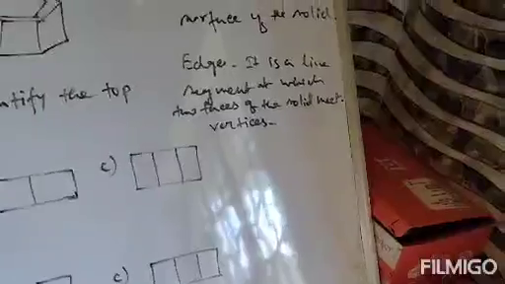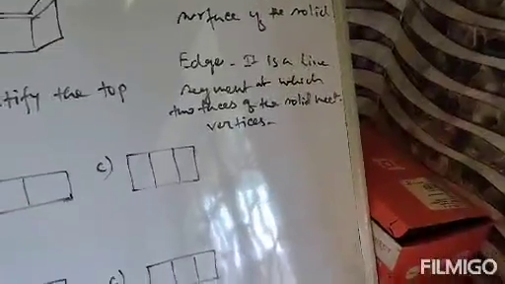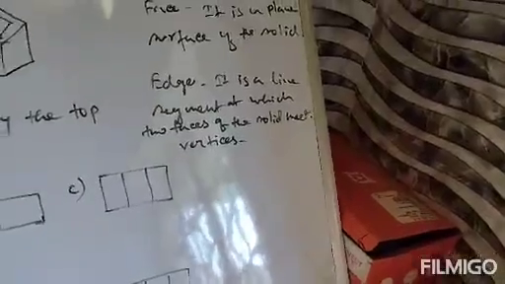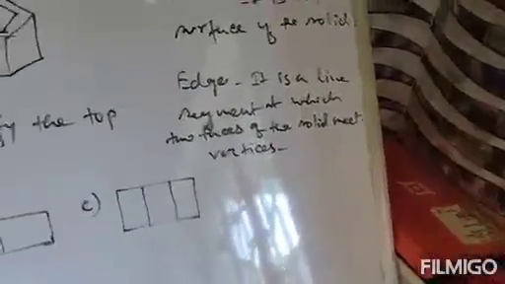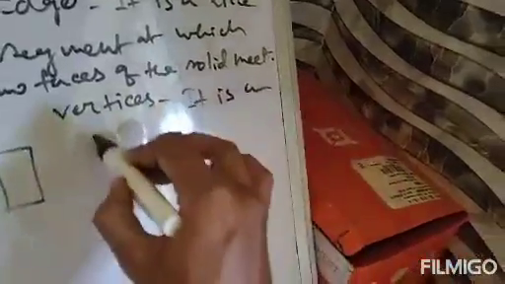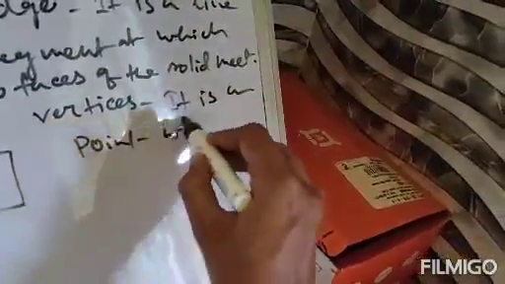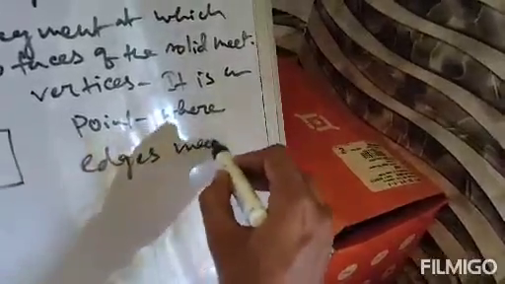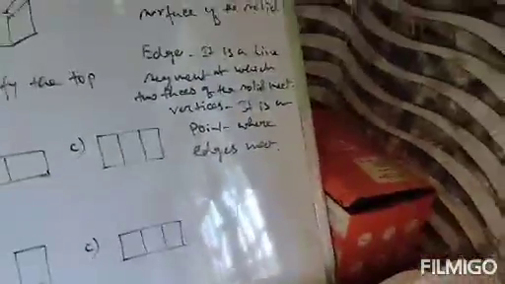Next, last is vertices. Vertices is a point. Vertices is a point where edges meet. So it is a point where edges meet. That will be known as vertices.